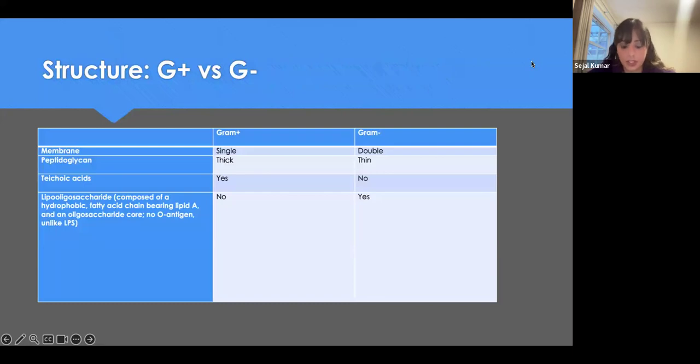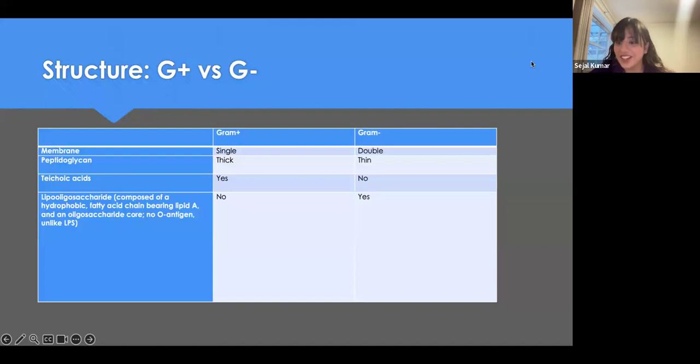So the difference between gram-positive and gram-negative bacteria: the membrane in a gram-positive is single, whereas the gram-negative bacteria have double membranes, because gram-negative bacteria have an outer membrane as well, while gram-positive bacteria have a thick peptidoglycan cell wall. It just says that should say cell wall, and a gram-negative bacteria has a thinner one.